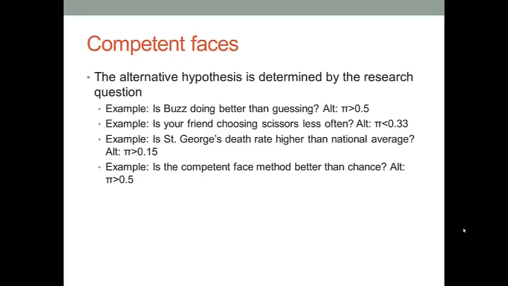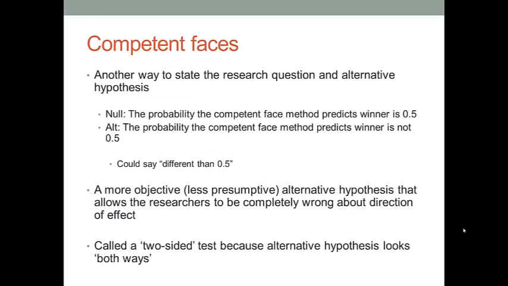In the example we're going to look at now, the competent face data, we want to know if the competent face method of predicting the outcomes of elections is better than chance. In other words, the alternative hypothesis is that the long-run probability the competent face method predicts the winner is greater than 50%. But there's another way to state the research question and also to state the alternative hypothesis.